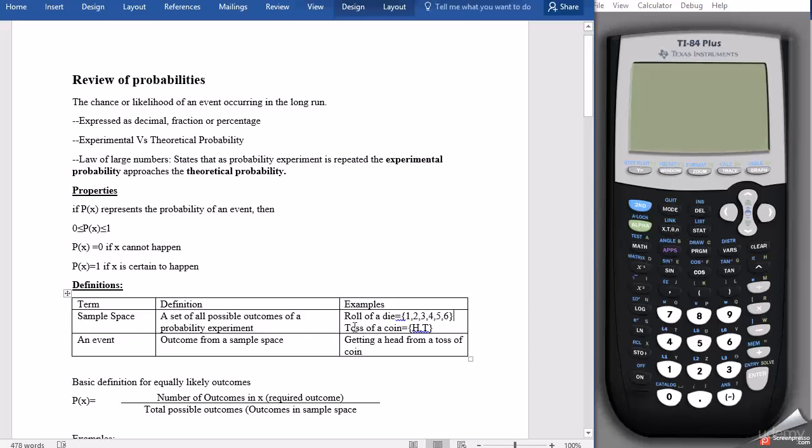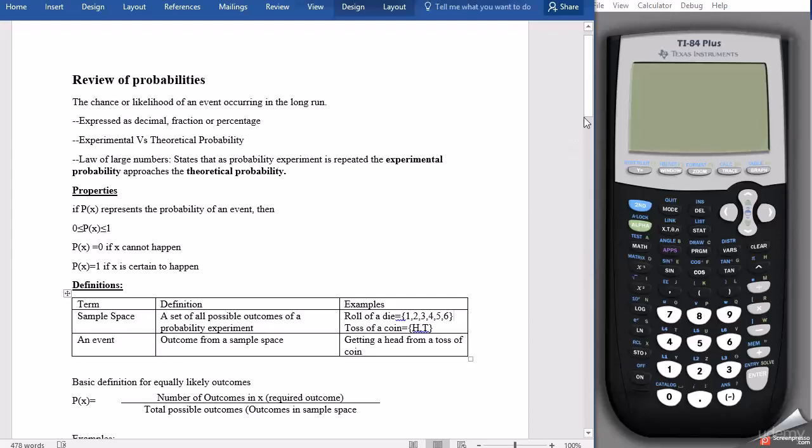Also, if I toss a coin, I have two options, head or tail. So this is the sample space. So it's a set that contains all the possible outcomes. Then the event is actually what I am interested in. If my interest is getting an odd number, then the odd number becomes my event. If I'm interested in getting a head from a toss, then that becomes the event.